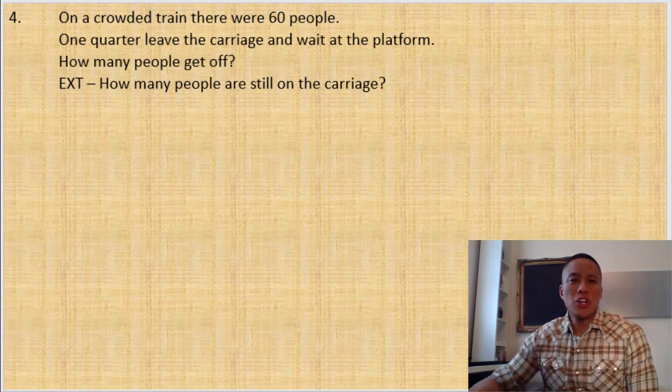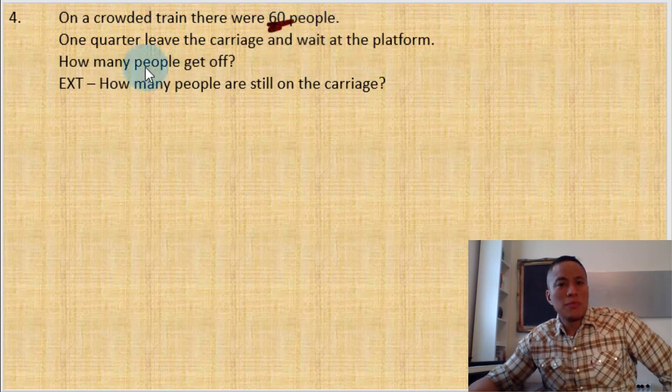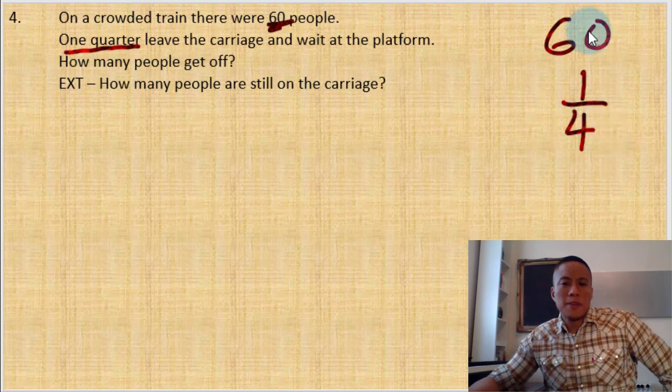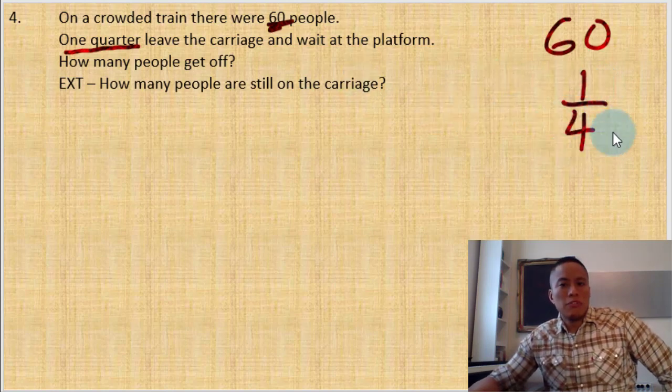And it says here, on a crowded train, there were 60 people. 1/4. Alright, so I'm going to write down number 60 here. I think we're going to find that very important. And 1/4. So this is what a quarter looks like. The denominator tells us how many equal parts there are. The numerator tells us how many of those parts we're actually looking at. So 4 parts of the whole, and 1 of those parts is what we're looking at.